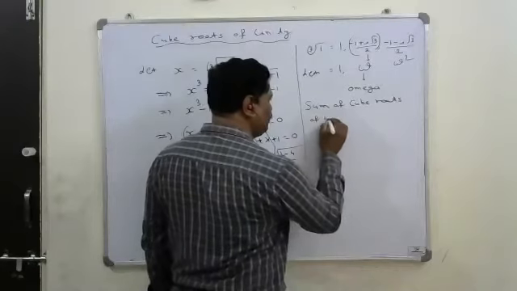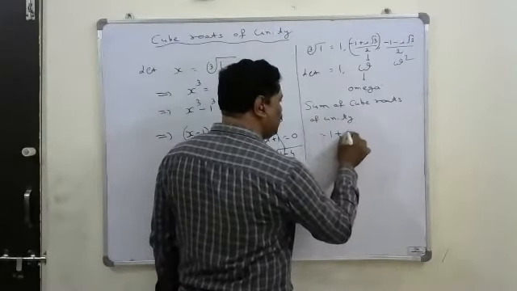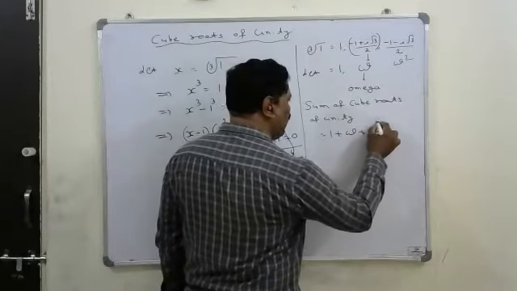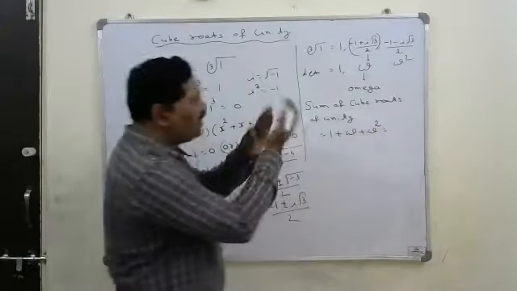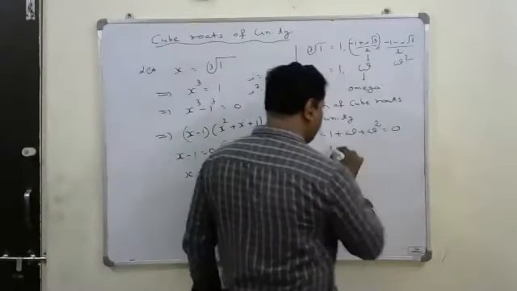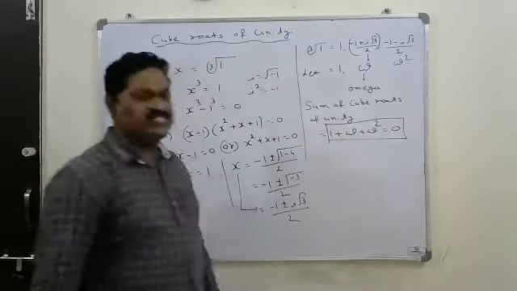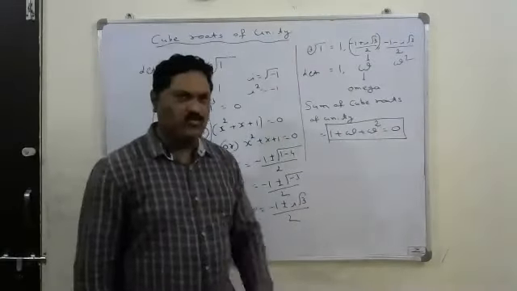Roots of unity, that is equal to 1 plus omega plus omega square, which is equal to zero. If we add all three, what do we get? Zero. Very good, we have to remember: the sum 1 plus omega plus omega square is always equal to 0.